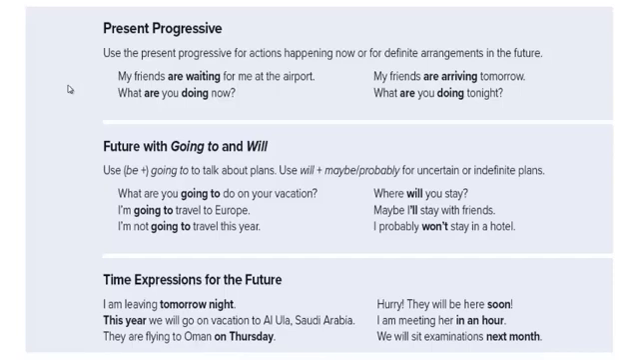Arrangements. Future with going to and will. We use be going to talk about plans. Use will and maybe or probably for uncertain or indefinite plans. Like, what are you going to do on your vacation? Where will you stay? I'm going to travel to Europe. Maybe I will stay with friends. I'm not going to travel this year. I probably won't stay in a hotel.